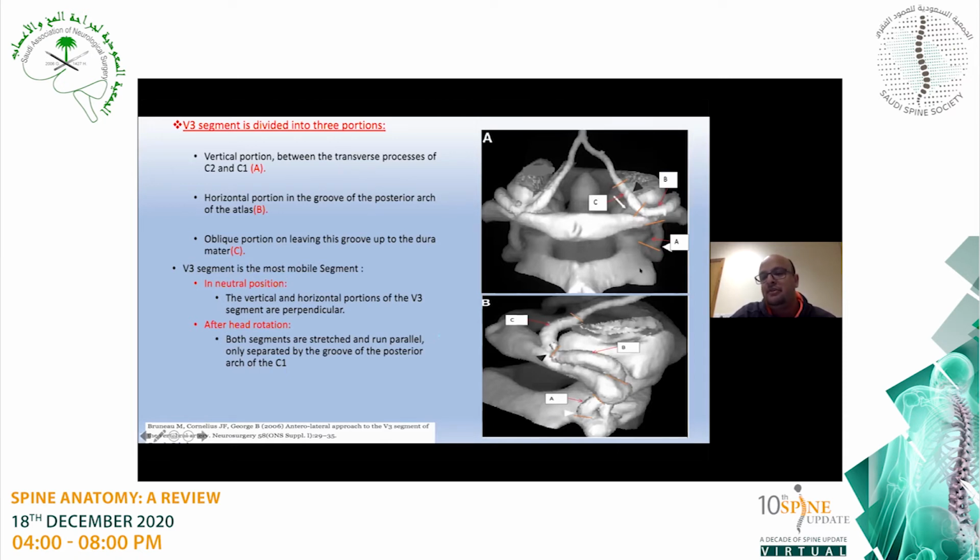The first segment is the vertical one, which starts from the transverse foramen of C2 to the transverse foramen of C1. Then the horizontal or transverse segment runs from the C1 transverse foramen until it just takes off from the sulcus arteriosus, so this segment is lying within the sulcus arteriosus of C1. And then the oblique one is a continuation from the end of the sulcus arteriosus till it enters the dura and becomes intradural V4.